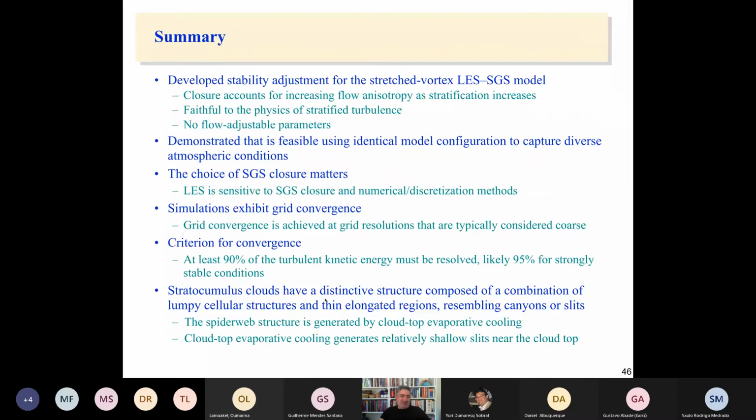Sorry again for being over time here. I just had to summarize a little bit. So it's very exciting because these days I believe we have nice tools to tackle a lot of these issues. Even if you have complex problems like Stratocumulus, you can still do LES. You can get nice results. You can get grid convergence.